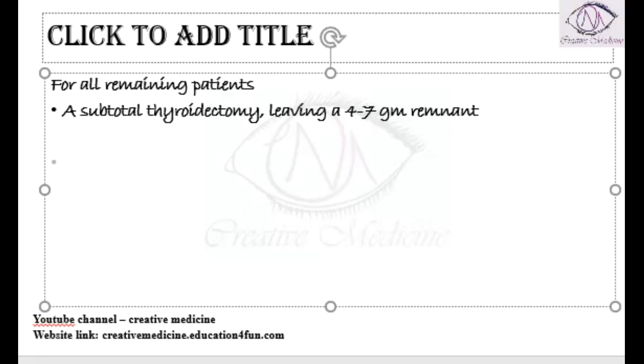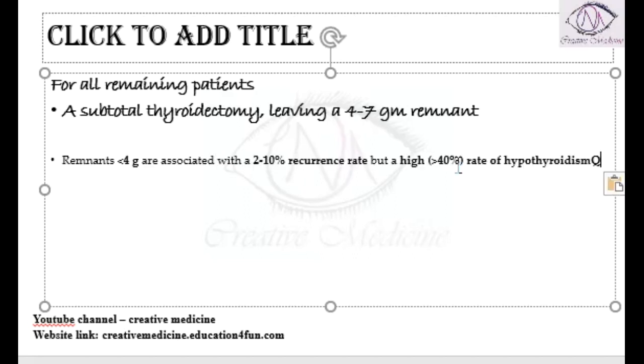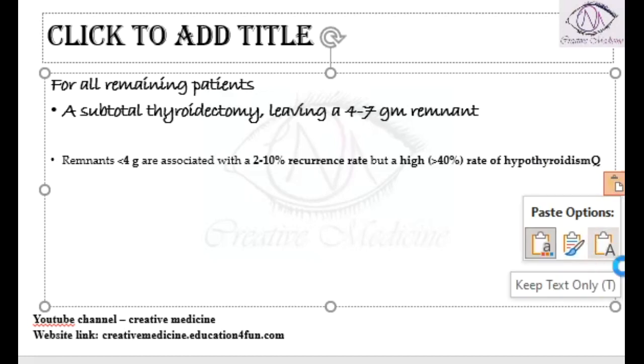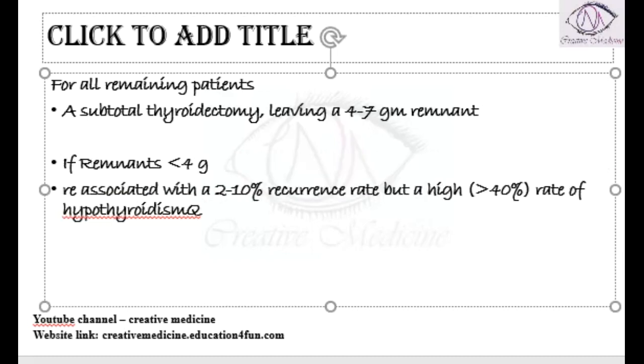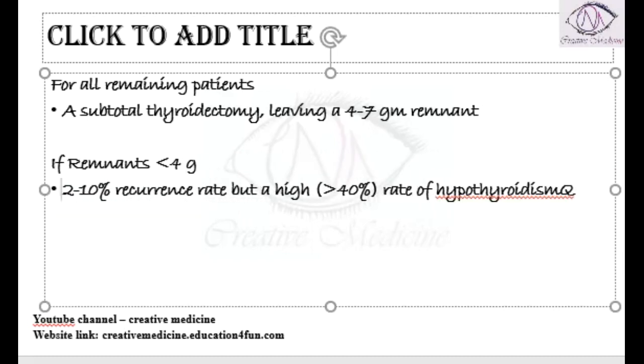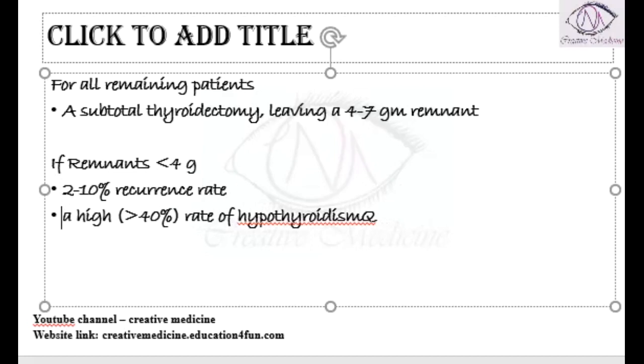There should be 4 to 7 grams of remnant, but if due to some reason the remnant is less than 4 grams, then a recurrence rate of 2 to 10% is seen. So obviously it is a low recurrence rate, but around 40% of the patients will develop hypothyroidism because less tissue is left.